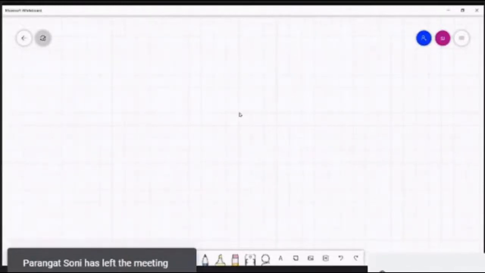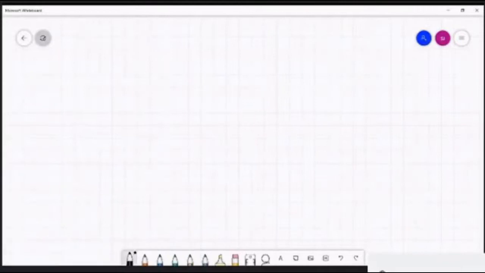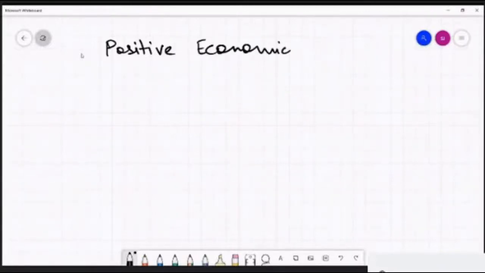And remember one thing, I want to remind you of one thing. Whenever you are trying to understand economics, there are always two perspectives: positive and normative economics.